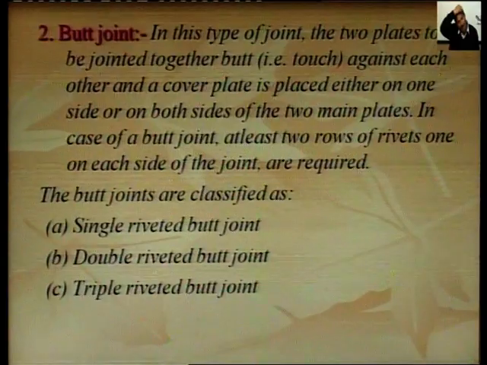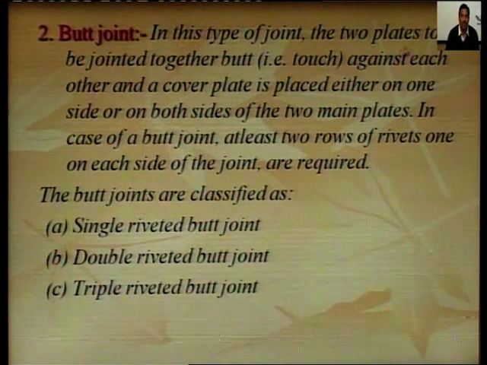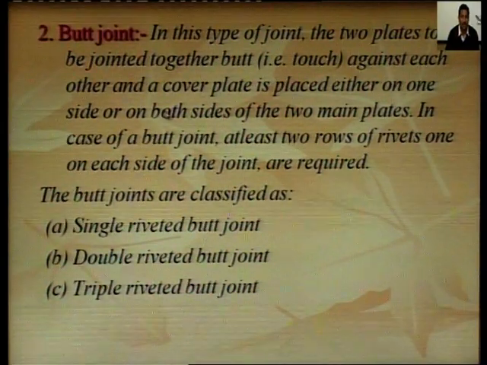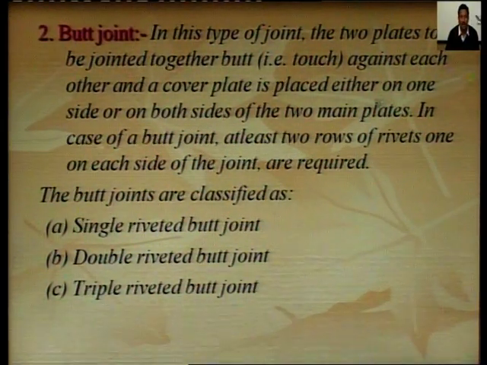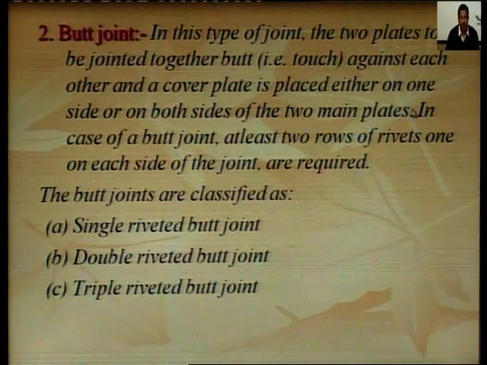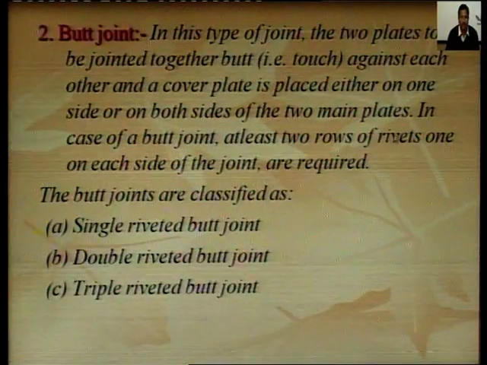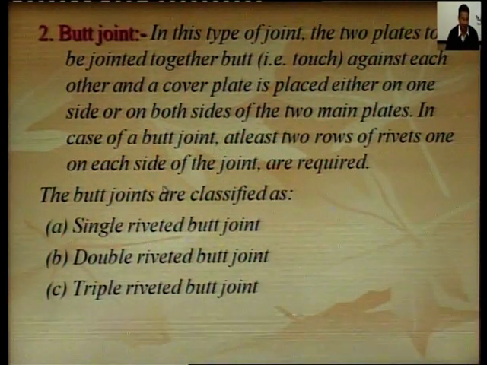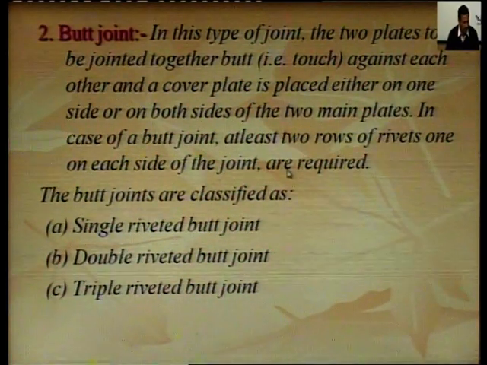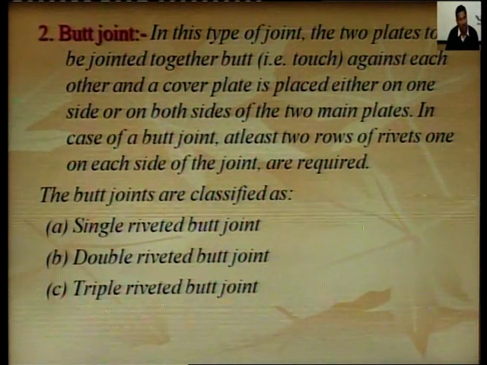The second type of riveted joint is the butt joint. In this type of joint, the two plates to be joined butt against each other, and a cover plate is placed either on one side or on both sides of the two main plates. In the case of a butt joint, at least two rows of rivets, one on each side of the joint, are required. When members butt against each other and a cover plate is placed on one side or on both sides, the joint so formed is called a butt joint.